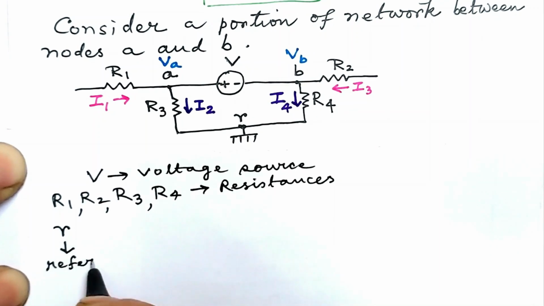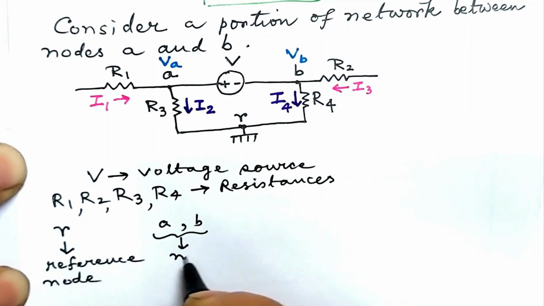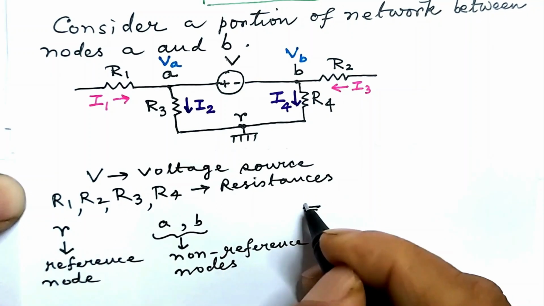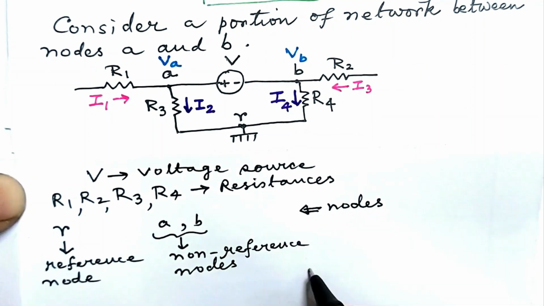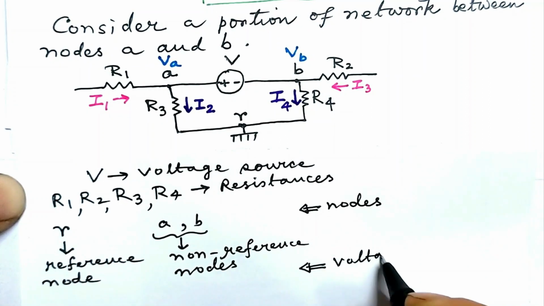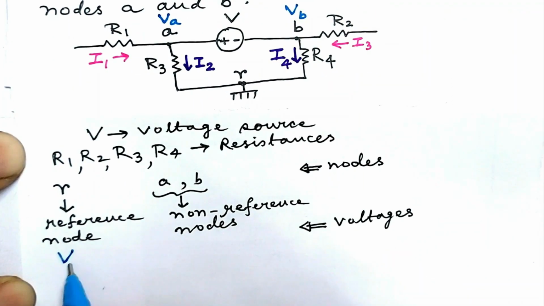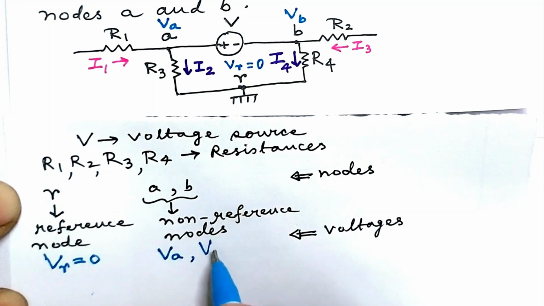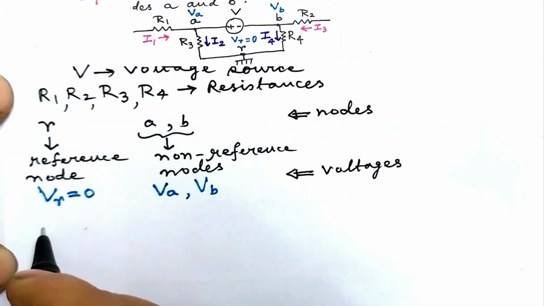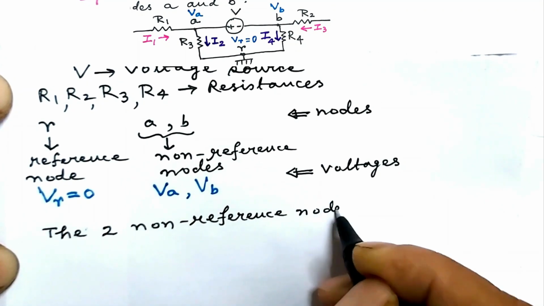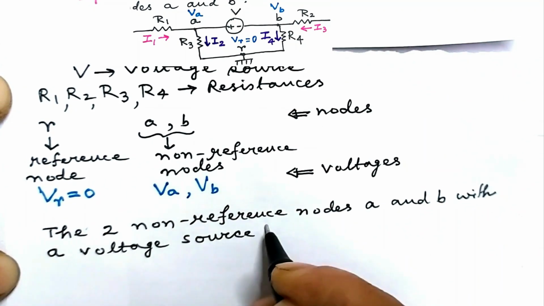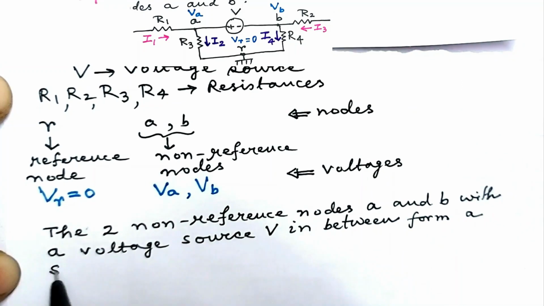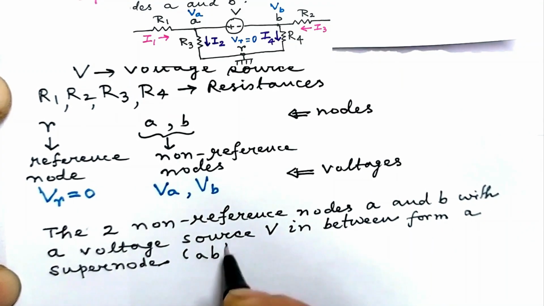Small r is the reference node, while A and B are non-reference nodes. So R, A and B are the nodes. Let us indicate the voltages at the nodes. At reference node, the voltage is VR and it is taken to be 0. The voltage at node A is VA and the voltage at node B is VB. We note that the two non-reference nodes A and B have a voltage source V in between and they form a supernode. Let us call it AB supernode.